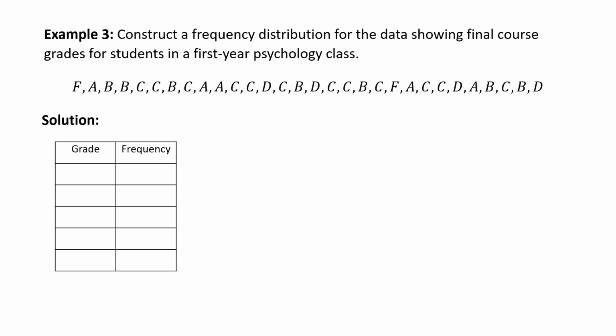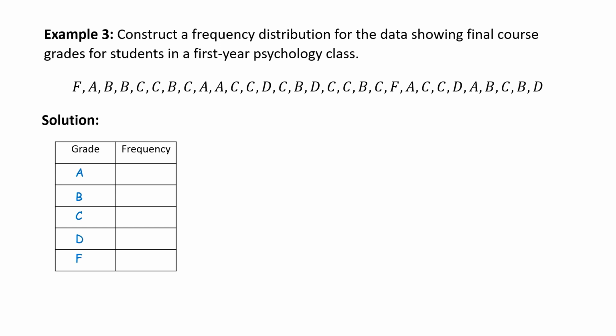Example, construct a frequency distribution for the data showing final course grades for students in a first-year psychology course. We have the raw data, it's provided for us. Now, in order to construct a frequency distribution, we need to make a T-chart or a table. We let the first column, the leftmost column, represent the data items. Those include the course letter grades that are possible, so that would be an A, B, C, D, and F.